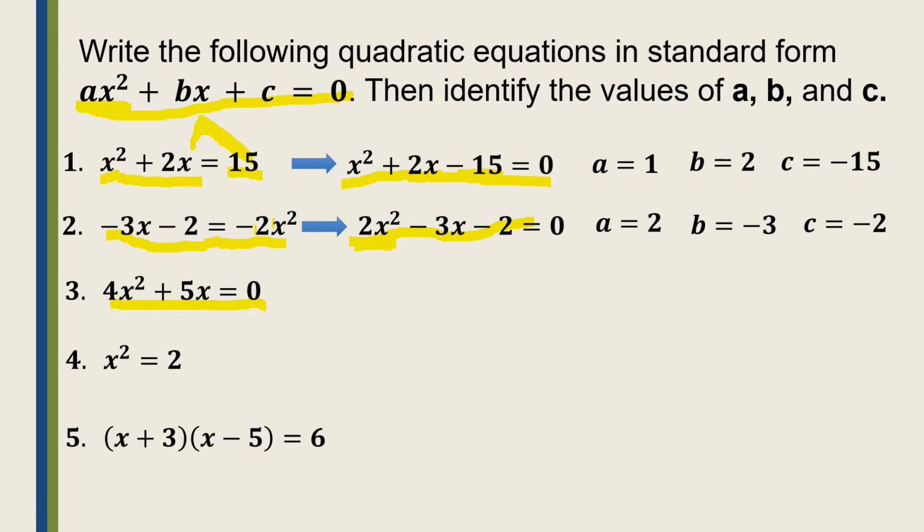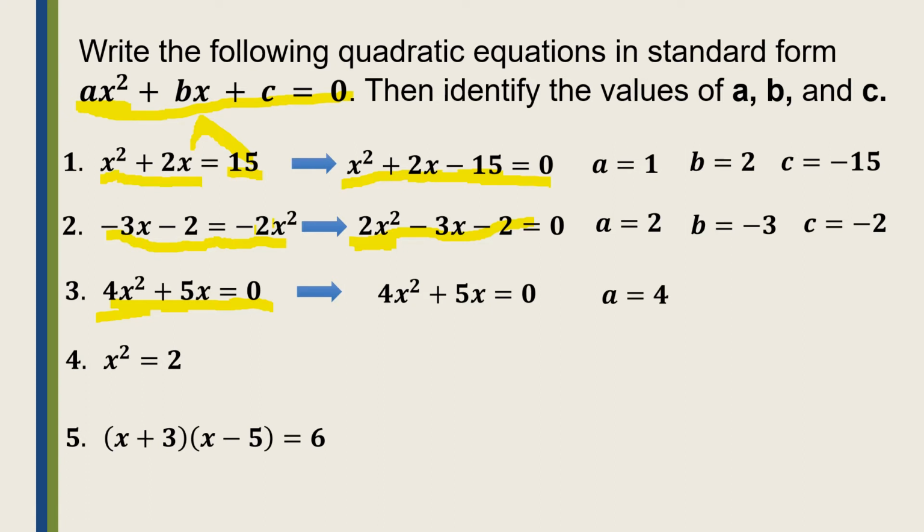Standard form na kaya? Okay, that is already written in standard form. Diba equal to 0 na sa right side? So, nauna yung quadratic term na 4x squared followed by the linear term which is positive 5x. Ang nawala lang ay ang value ng constant. Wala tayong constant. So, kunin natin ang value ng A, B, C.